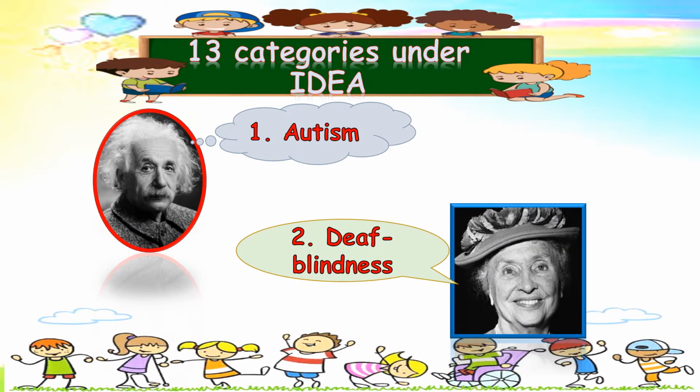Number two category is deaf-blindness. Kids with a diagnosis of deaf-blindness have both severe hearing and vision loss. Their communication and other needs are so unique that programs for just deaf or blind can't meet them. One good example of deaf-blindness is Helen Keller. She is an American author and she was the first deaf-blind person to earn a Bachelor of Arts degree.